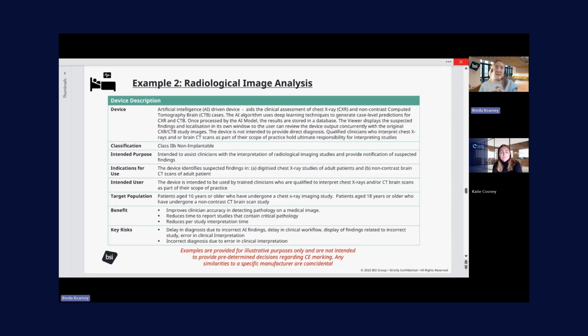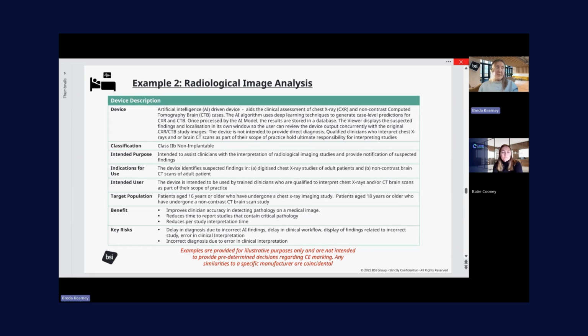The next one then, it's a little bit more complex. It's a radiological image analysis software. So again, it's an AI-driven device. So we're going up a level now. This one has incorporated AI. It aids in the clinical assessment of chest x-rays and non-contrast CT brain cases.